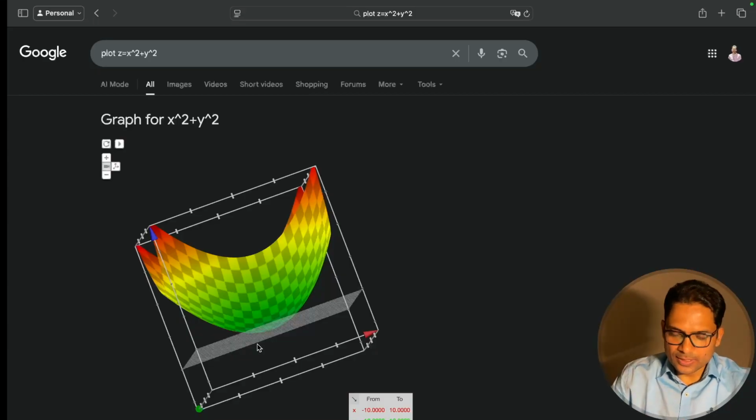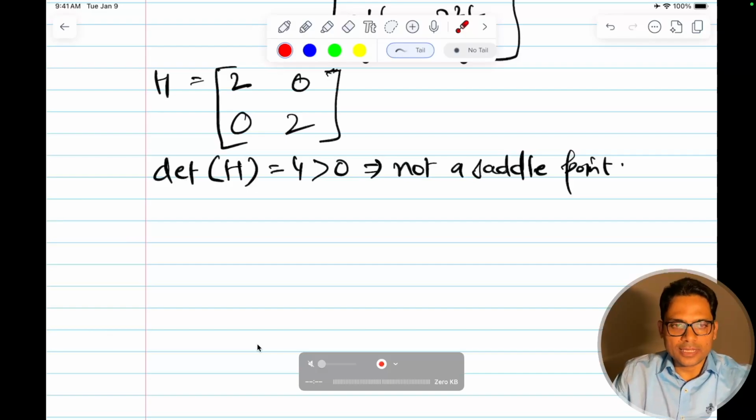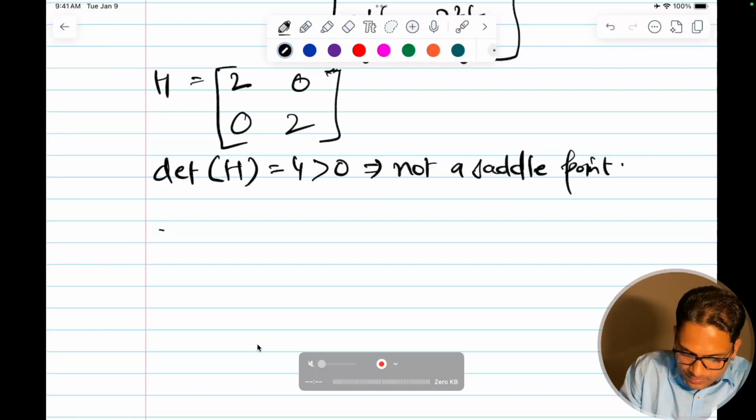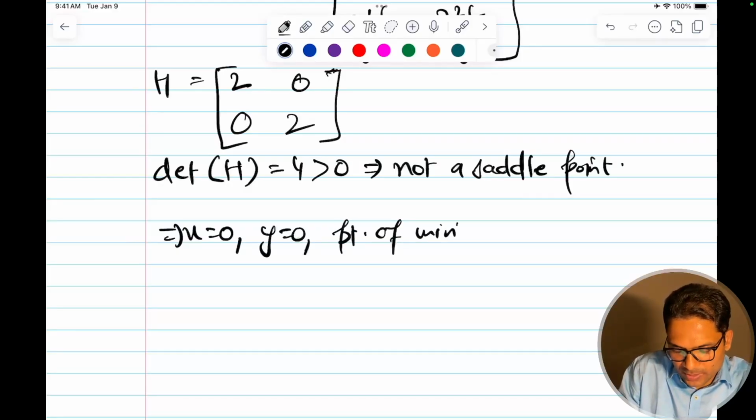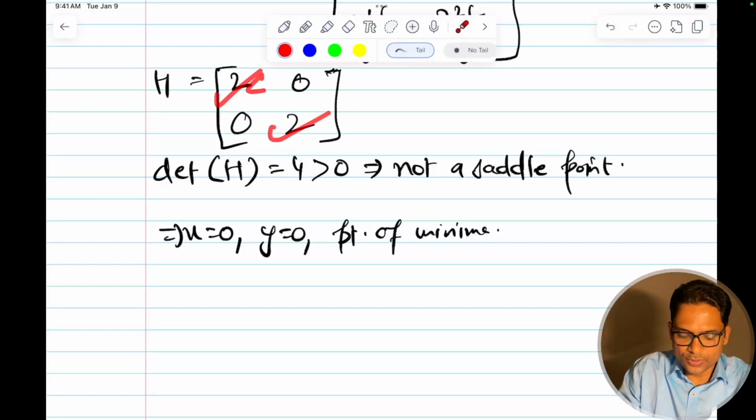Similarly, this x equal to 0 and y equal to 0 is a point of minima. Also because you can see both are greater than 0, right? This is 2, 2. So since both are greater than 0, this is a point of minima.